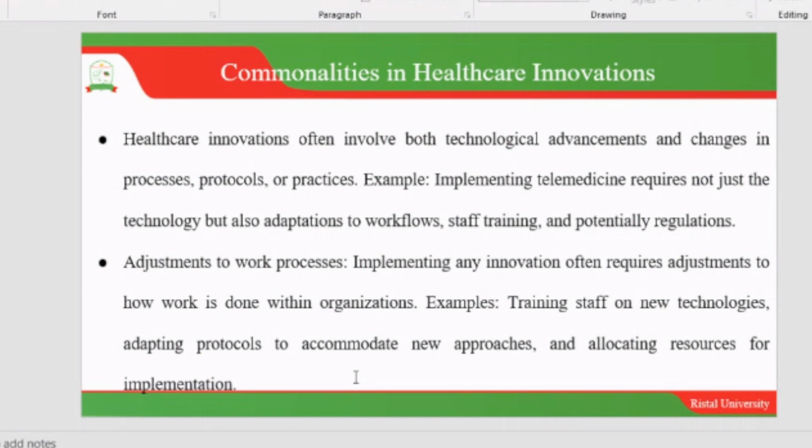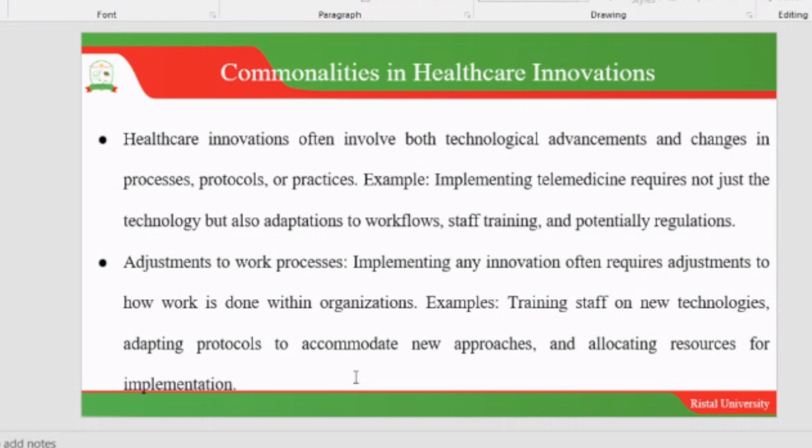Then also adjustments to work processes. Implementing any innovation often requires adjustments to how the work is done within the organization. And here we are also looking at training staff on the new technologies, adapting rules or protocols to accommodate new approaches, and allocating resources for the implementation.